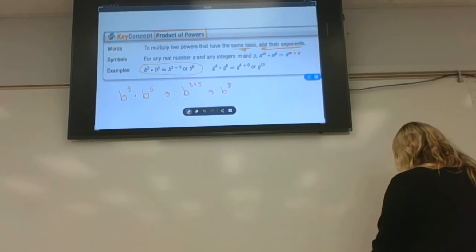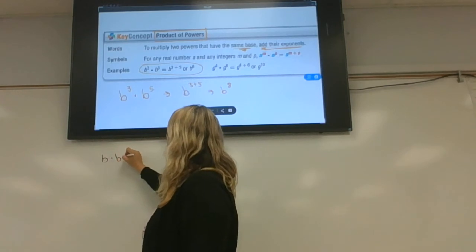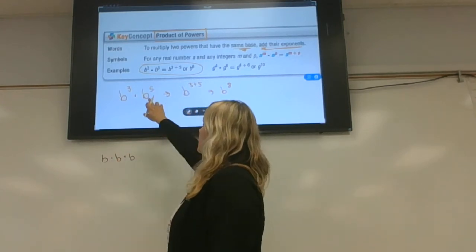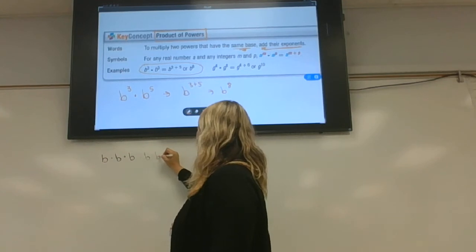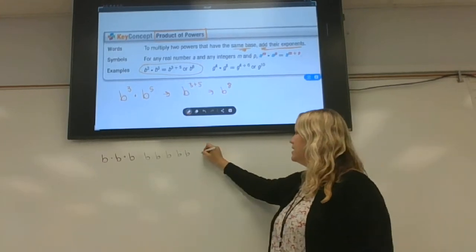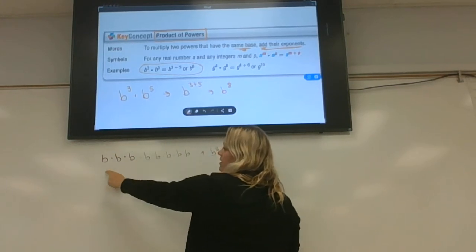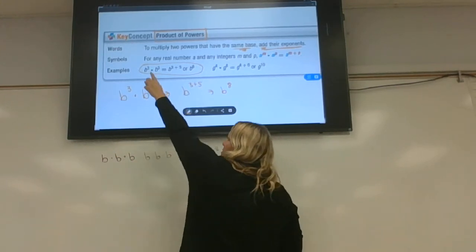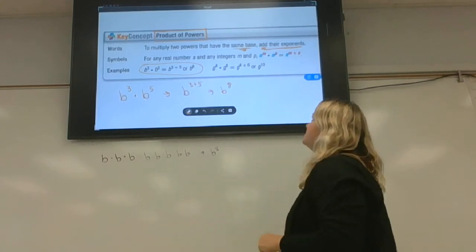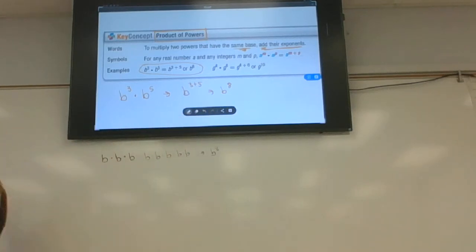So why do we add exponents? Well, if I was to write out b to the third, it would look like this, right? And then write out b to the fifth, I would have five more. And then all together, it makes eight. So rather than writing all of these out and counting them like we just did, you can just remember: add the exponents. So when multiplying the same base, add exponents. Your second lesson for today.